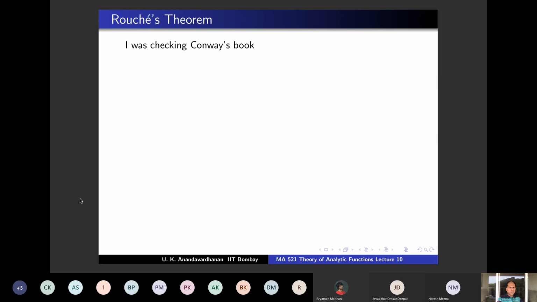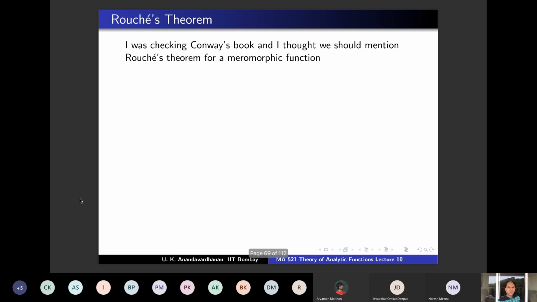It doesn't use any homotopy or anything. It's much more elementary, so I thought I'll take your attention to that. I think all of you have Conway's book also. Have a look. It has certain things written differently. I thought we should mention Roche's theorem for a meromorphic function. Yeah, so this is another point.